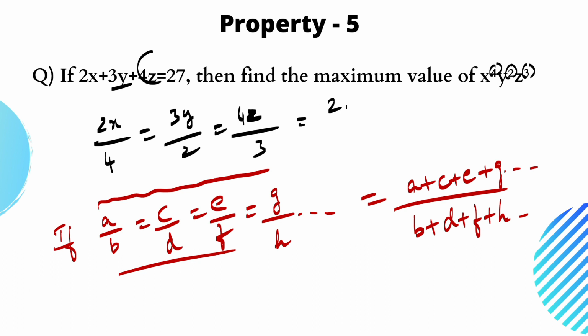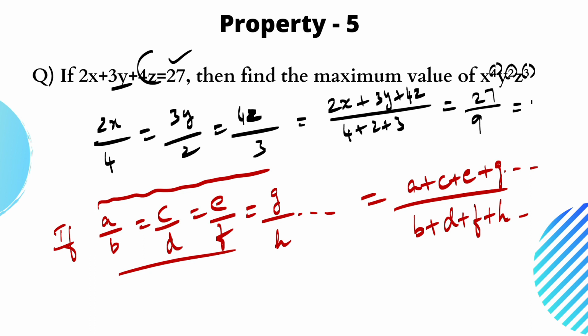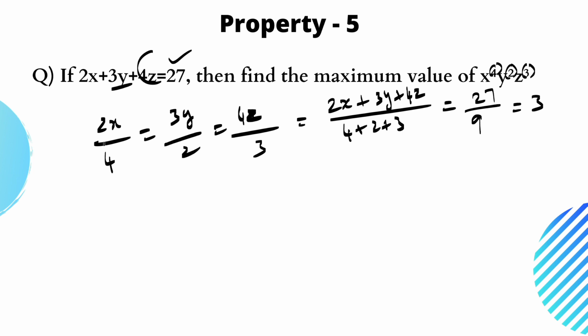So what is the sum of numerator? 2x plus 3y plus 4z. And the sum of denominator is 4 plus 2 plus 3, which is 9. And 2x plus 3y plus 4z is equal to 27. So 27 by 9 is equal to 3, right? So if 2x by 4 is equal to 3, then x is equal to 6, and if 3y by 2 is equal to 3, then y is equal to 2, and if 4z by 3 is equal to 3, then z is equal to 9 by 4.